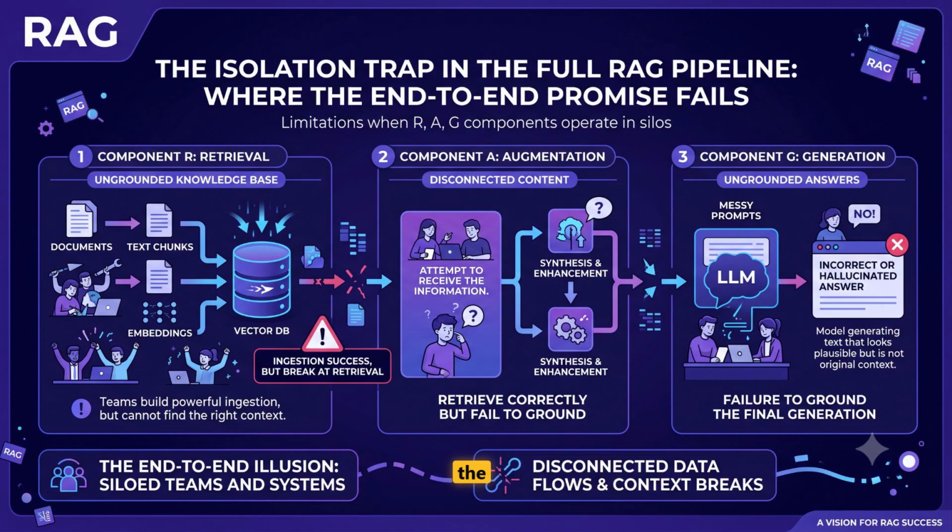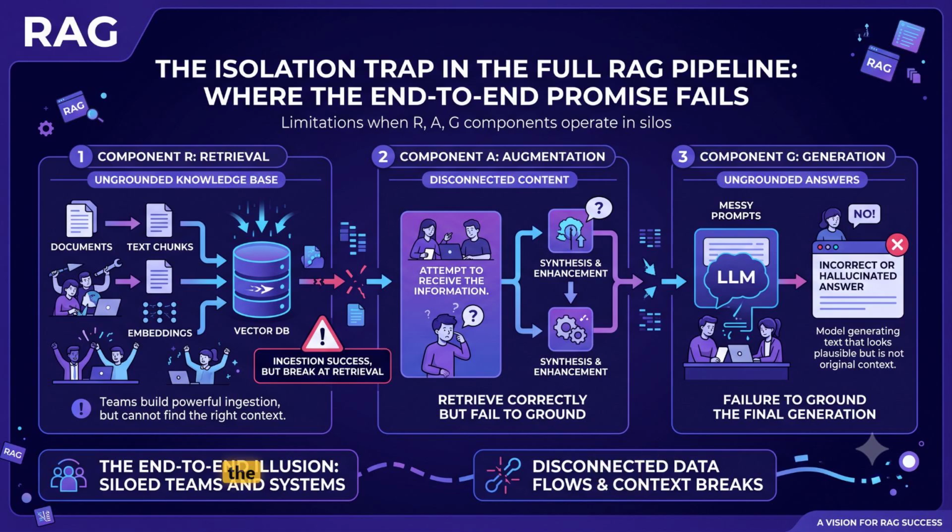By the end of this video, you'll know how to pinpoint exactly where your pipeline leaks context so you can stop shipping broken hallucinations to production. Here's the kicker that catches most engineers off guard. Building a great vector search doesn't mean your model will give better answers.